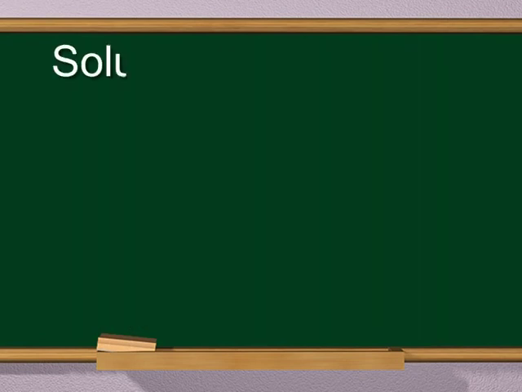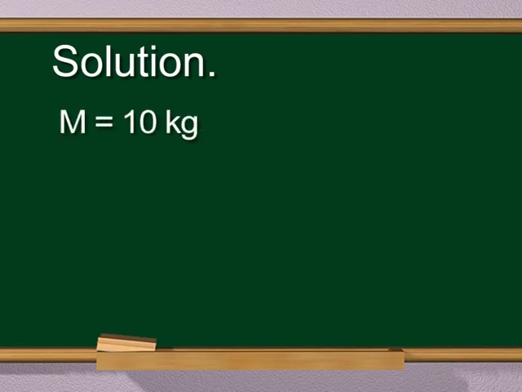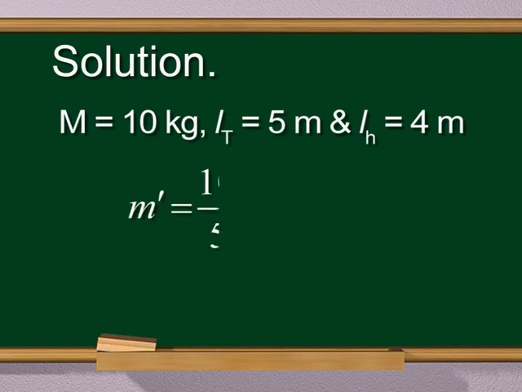Here we have mass of the chain m equal to 10 kilogram. The total length of the chain LT is equal to 5 meter and the length of the chain hanging from the roof LH is equal to 4 meter. Therefore, mass of the hanging part of the chain m dash is equal to 10 by 5 into 4, which is equal to 8 kilogram.